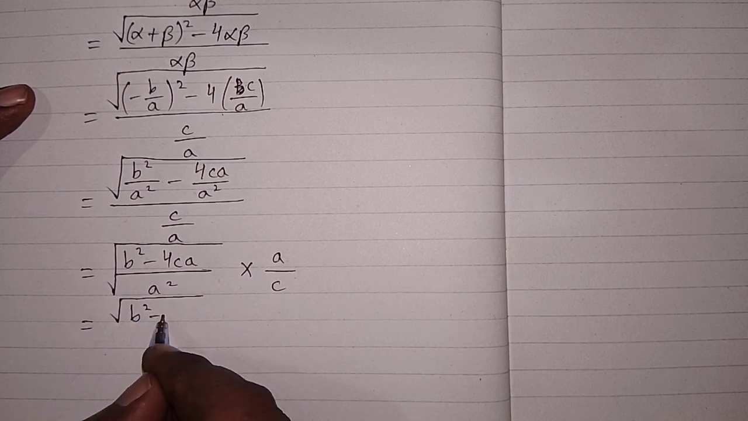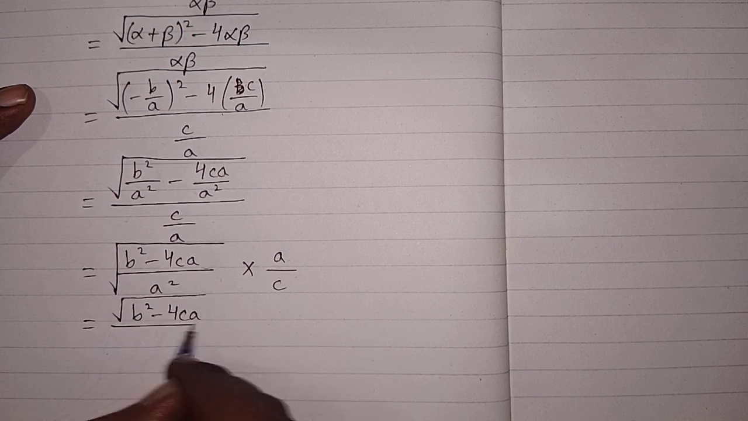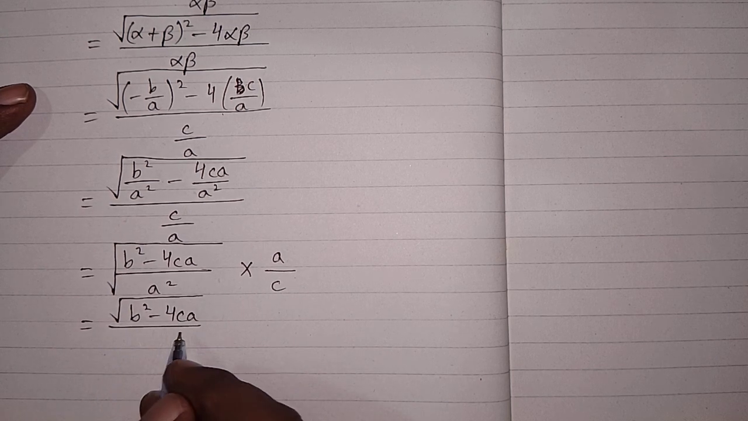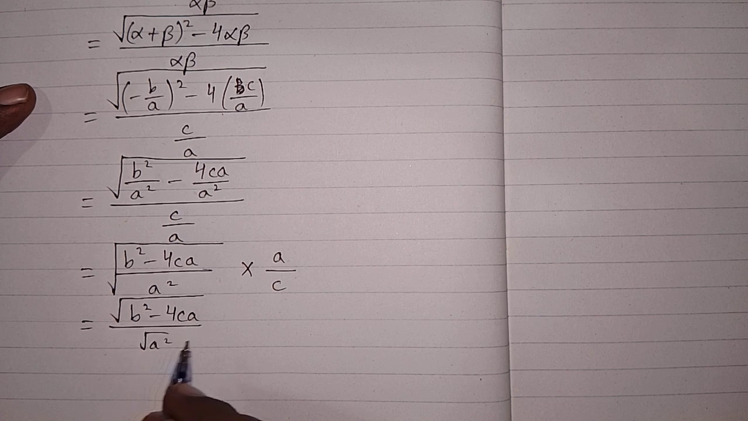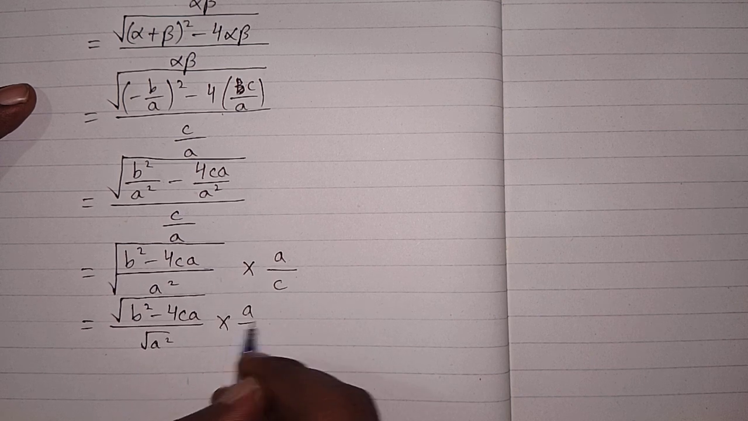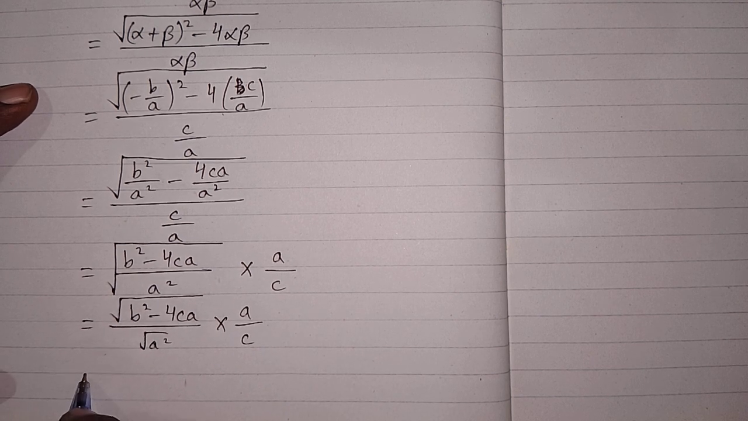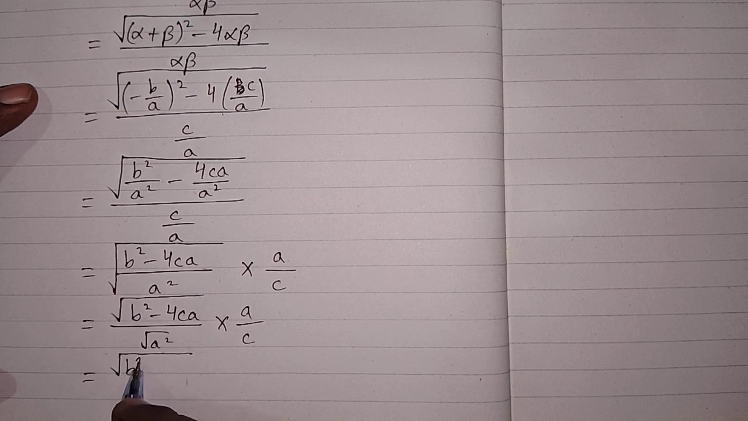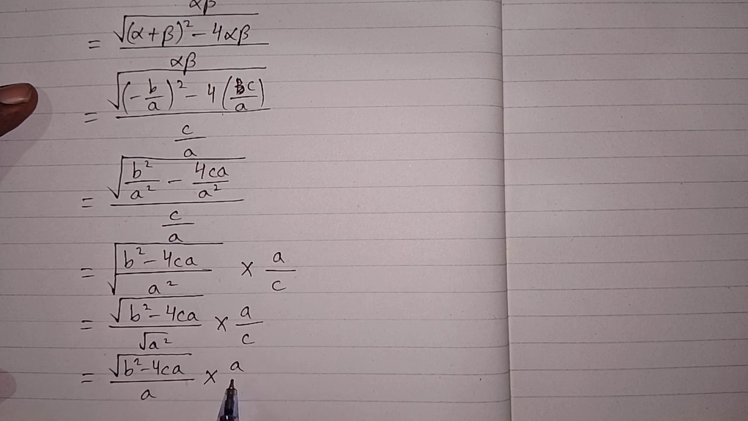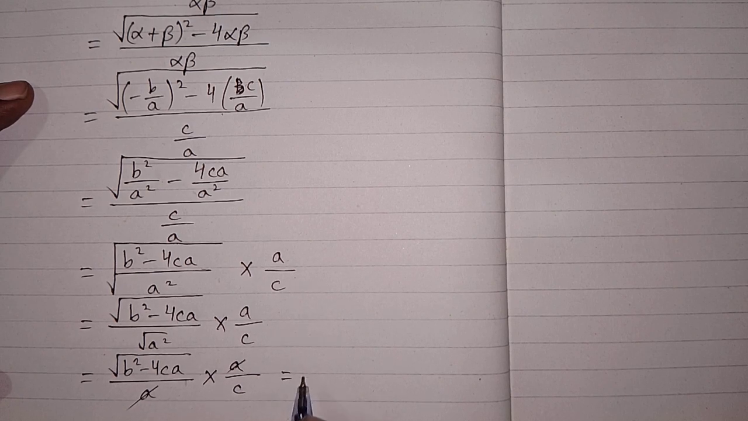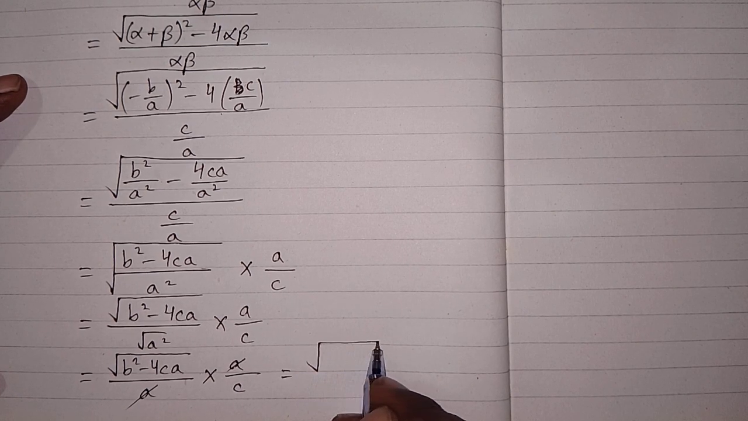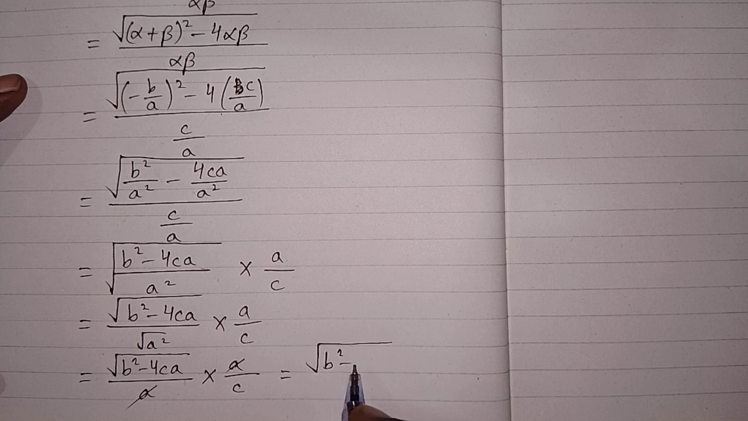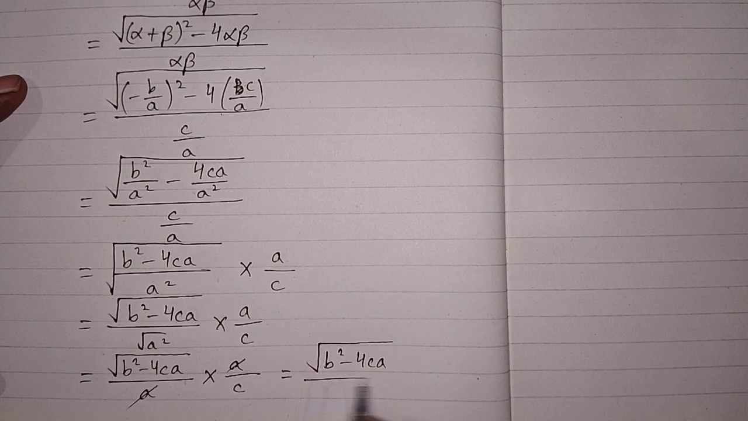we can apply the root on both numerator and denominator. So we have square root of b square minus 4ca upon square root of a square multiplied by a upon c, and then we have square root of b square minus 4ca upon a multiplied by a upon c. Now we can cancel this a and this a, so the answer is square root of b square minus 4ca upon c.